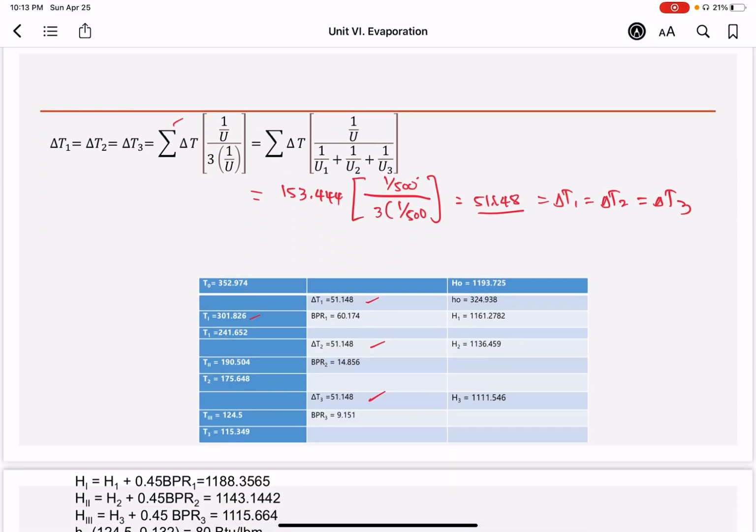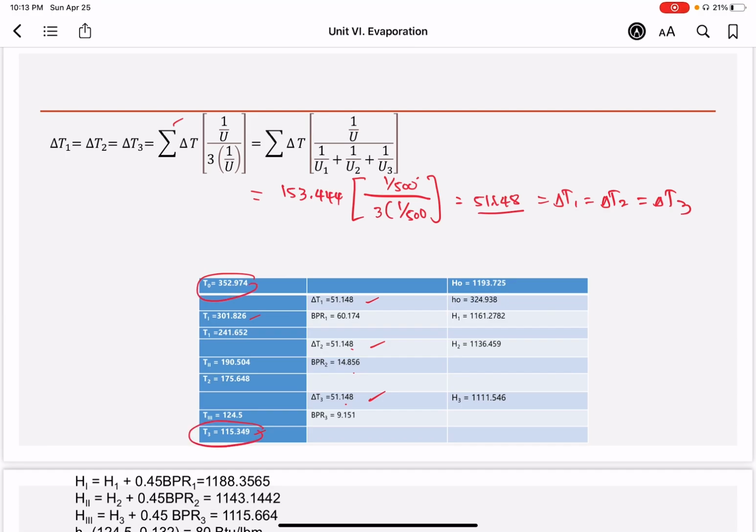60.174. So 301 minus 60 is 241.652. Minus again your delta T2, you get 190. Minus your BPR2, 14.856, you get 175. Minus your delta T3, 51.148, you get 124. Minus 9.151. Still, you get 115.349. Take note, hindi ito magbabago.